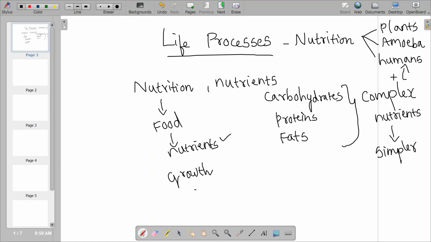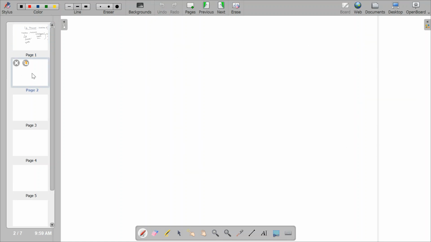So nutrition is the process of taking in food materials by all the living organisms. That food contains all the essential nutrients. Nutrients include carbohydrates, proteins, fats, vitamins, and the minerals. Okay, so next we will learn about what the modes of nutrition are.